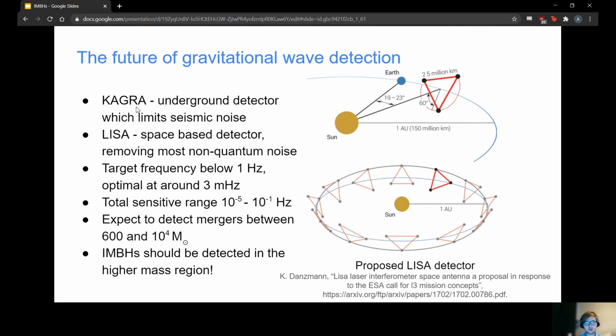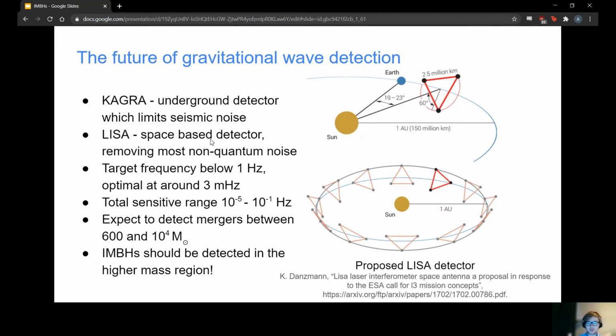KAGRA, which is an upcoming detector that just went online in 2020, limits seismic noise by being underground, and it limits thermal noise by its cryogenically cooled sapphire mirrors to 20 Kelvin. It's expected to make some significant contributions once the 4th observing run begins, with this intermediate black hole being detected in the third run.